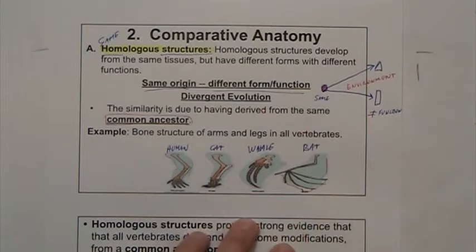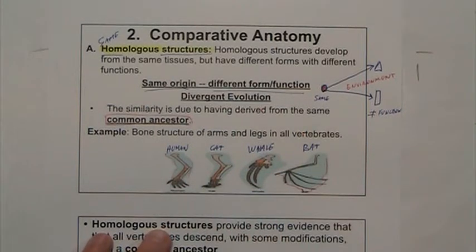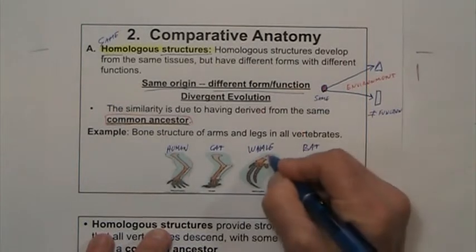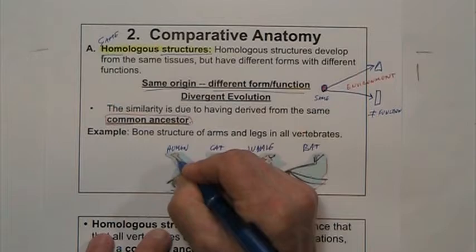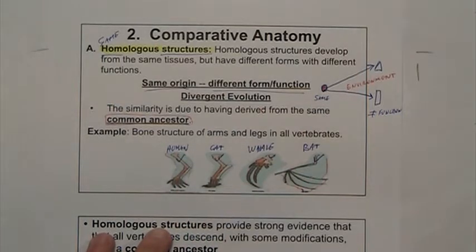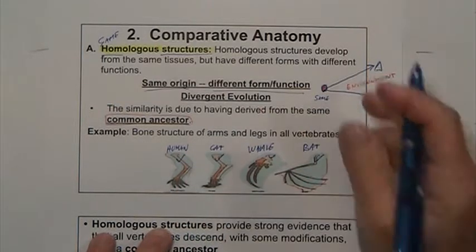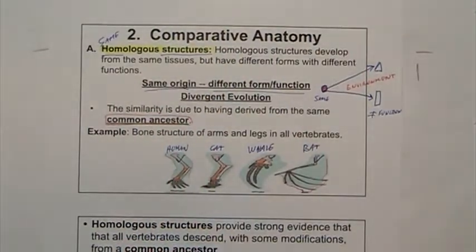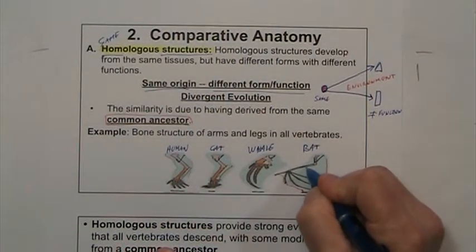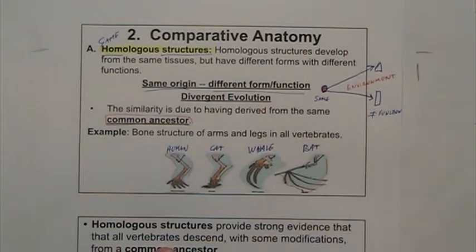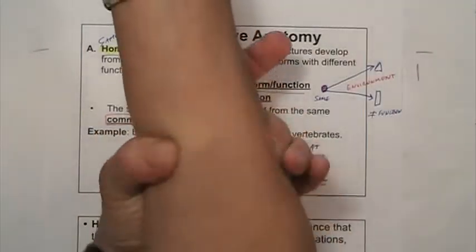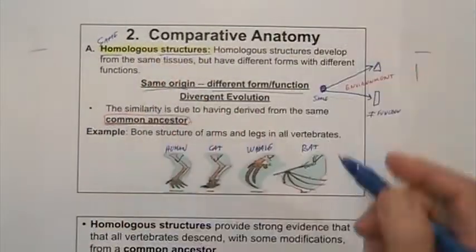Now, if you look inside any of these structures, you're going to see that the bones are exactly the same. This bone here is the same as that one, and that one, and it is the humerus. You don't need to remember the names, but it's the one up here in your arm. Then these two bones here are the ulna and the radius, the two bones that you have in the arm here.